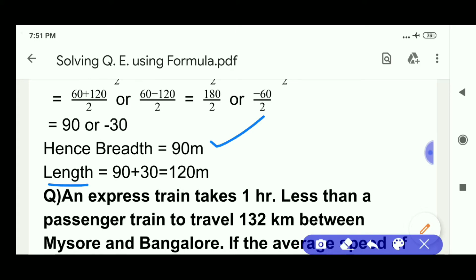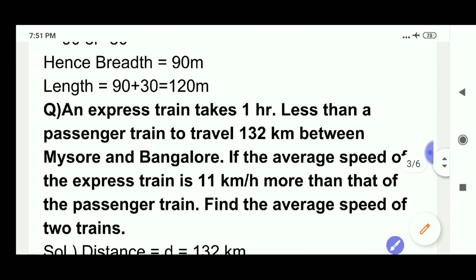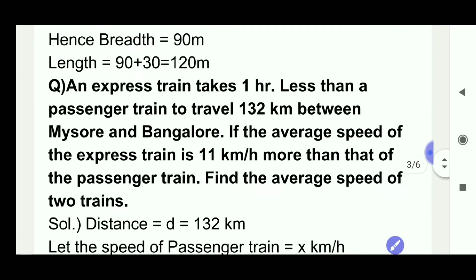We already told you length is x plus 30. X is 90. So 90 plus 30 is 120 meters. We finished here. Now let us go for one more beautiful question.